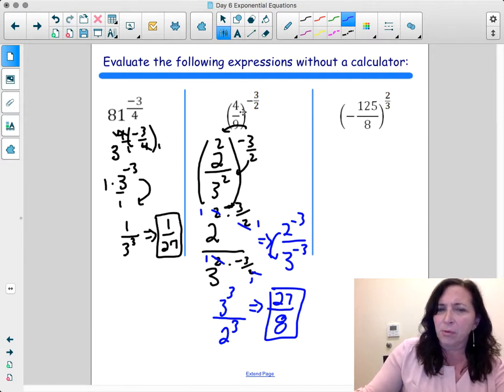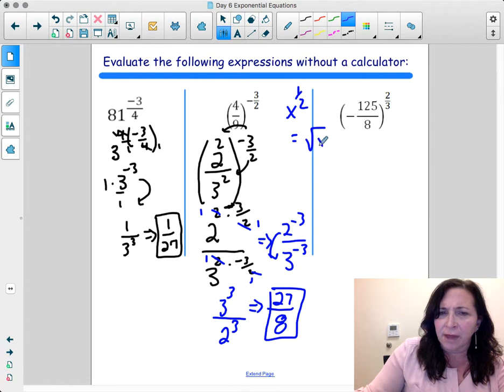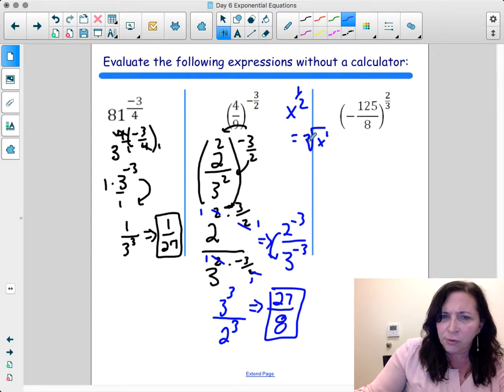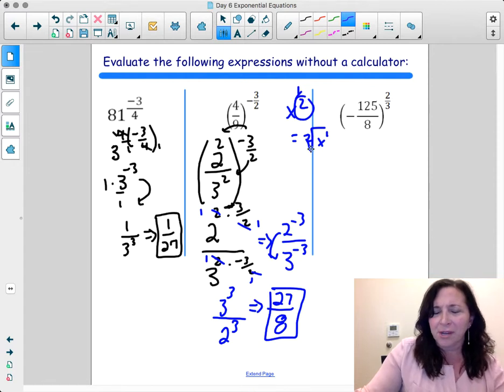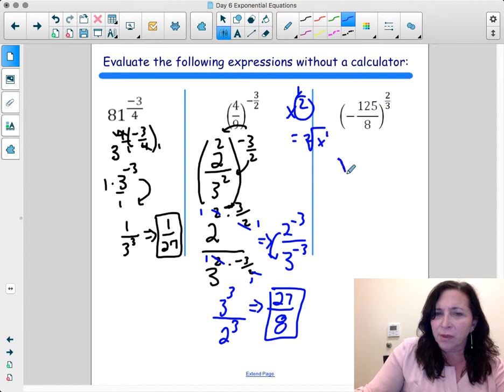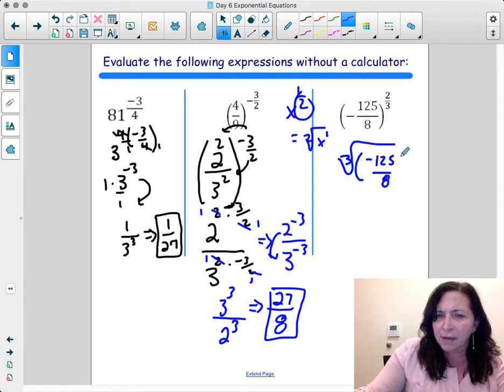remember when you would say something like x to the 1/2 power? Well, that's the same thing as saying the square root of x. And 1/2, there's the 1 here and the 2 here, the 2 being my denominator. Same thing with this. That 3, the 3 is not my denominator, that's my root. So basically what this is saying is that you're finding the cube root of this value, negative 125 over 8, squared, that value here too.